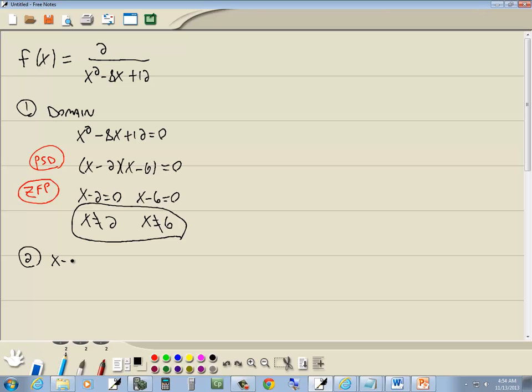Now, second thing, let's try it again. It's actually parts A and B. The second thing we want to find is the x-intercept.